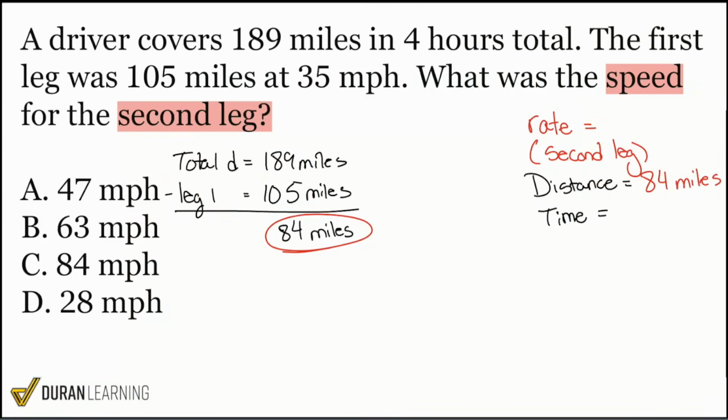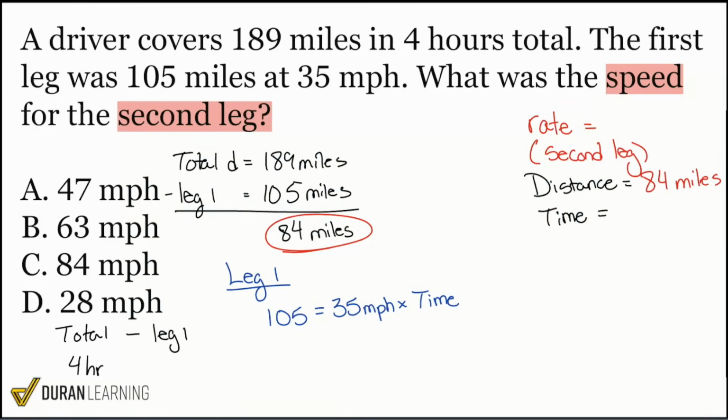Let me go ahead and write my total, which is 4 hours, and we'll subtract leg 1's time. Let's find that time for leg 1. How do we do that? Well, guess what, everybody? Let me just write this over here in blue. For leg 1, we have a distance of 105 miles, and we have a rate of 35 miles per hour. Everybody, what are we supposed to do to get that time by itself? What am I supposed to do here?